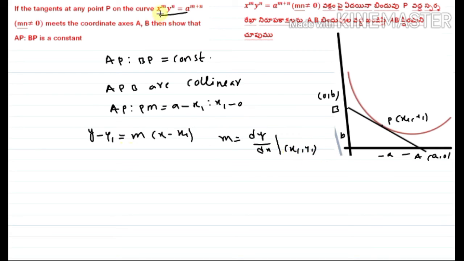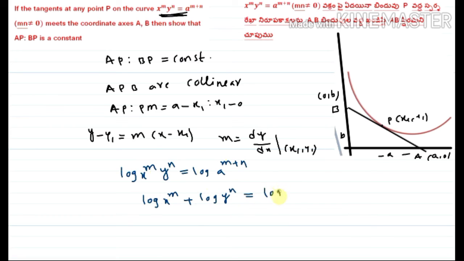So to find dy by dx from this curve equation, take log on both sides. Taking log on both sides, I will get log of x to the power m, y to the power n, is equal to log of a to the power m plus n. So using logarithm formulas, this can be written as, this is as it is.